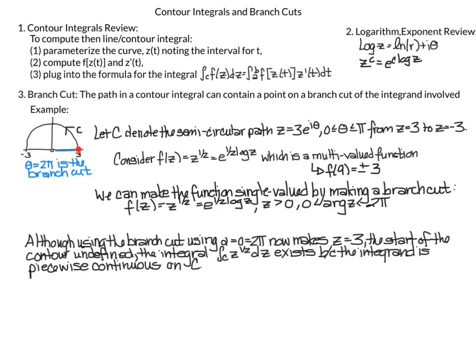We don't have to have the point 3 defined. Just the limit at the point 3 has to exist. So in other words, the integral on our contour, including the endpoints 3 and negative 3, exists because the integrand, that's our function, is piecewise continuous on C, so it's still continuous. And to show the continuity, we will show that the limit exists at what we're trying to integrate.